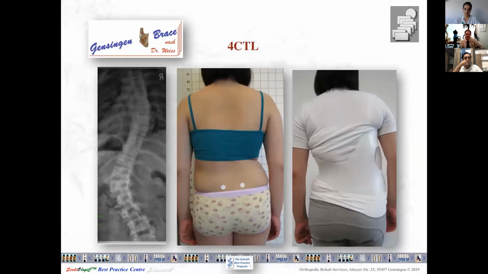Another example of a thoracolumbar curve is also a short brace, and again we can see good shifting of the pelvis. Initially, the pelvis is shifted to the right, and in the brace it is shifted to the left.